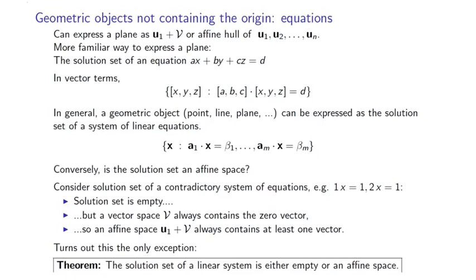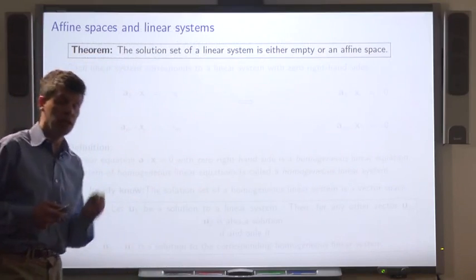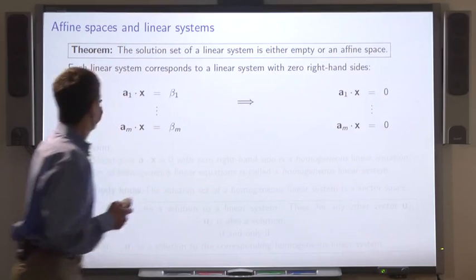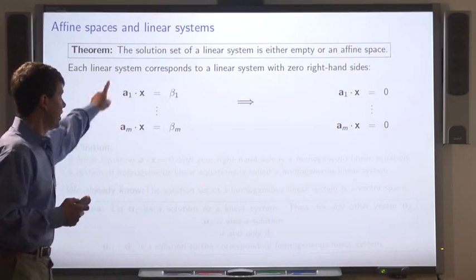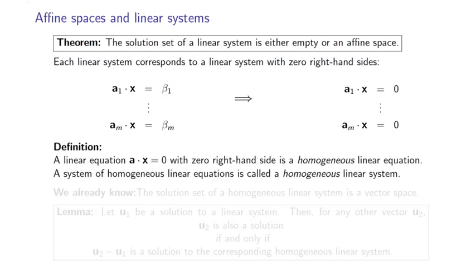And in fact, there's a theorem that the solution set of a linear system is either empty or an affine space. And we'll prove that. So here's the theorem we're trying to prove. We start with a concept. Each linear system corresponds to another linear system in which the right-hand sides, beta 1 through beta m, have all been replaced by zeros. And a linear equation, a dot x equals 0, with a 0 right-hand side, is called a homogeneous linear equation. And a system of homogeneous linear equations is called a homogeneous linear system.